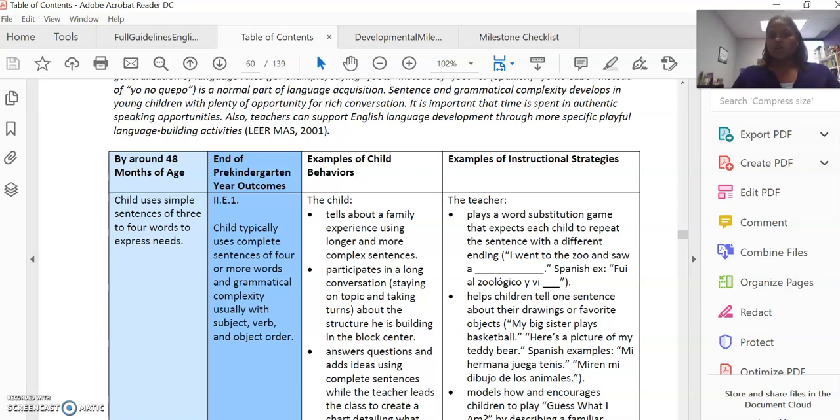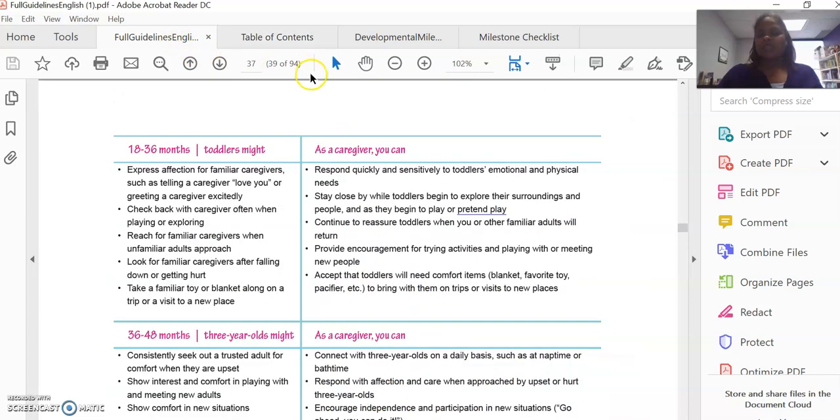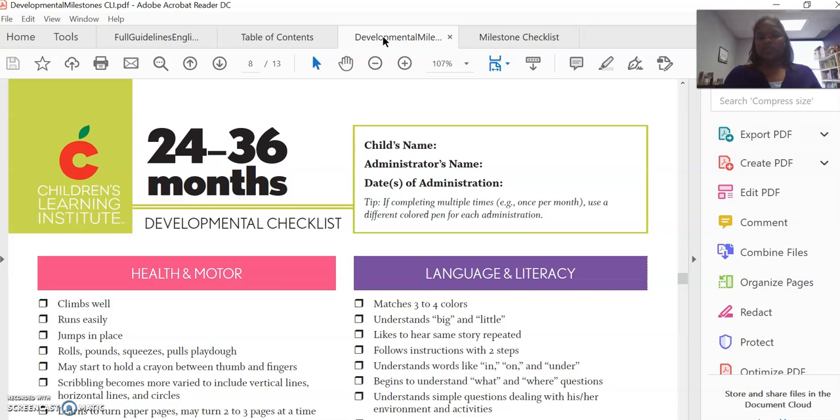So these are overall guidelines. Walking around with these guidelines is very hard to do. This one, for instance, is 139 pages. This one here is 94. So what we can use then are checklists, developmental checklists. These are usually a little more condensed, and they kind of give us things we can check off.